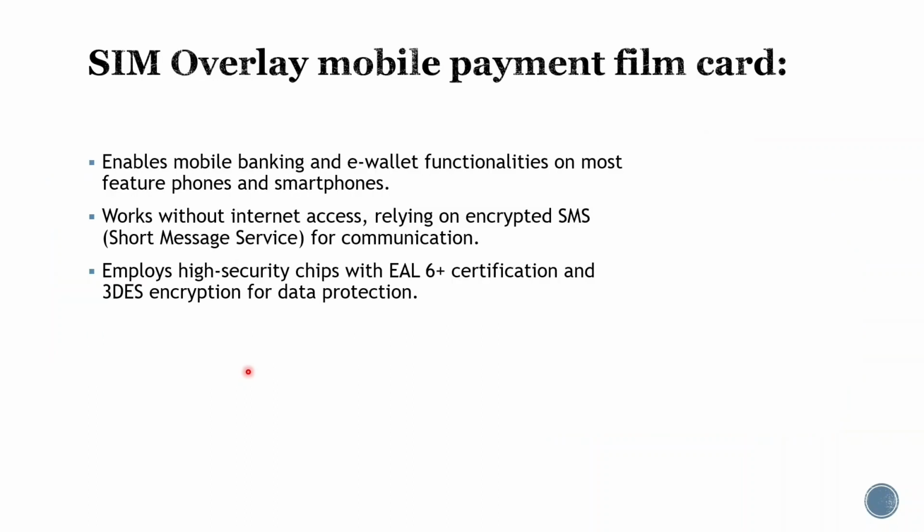SIM overlay mobile payment film card. This enables banking and e-wallet functionalities on most feature phones and smartphones. It works without internet data access, relying upon encrypted SMS for communication, and employs high security chips with EAL 6 plus certification. About this, we talked in the previous slide itself. Now, EAL 6 plus certification is a quite good rating, and this also uses 3DES encryption for data protection. This technology also allows you to securely send offline phone to phone and card to phone payments around the globe.